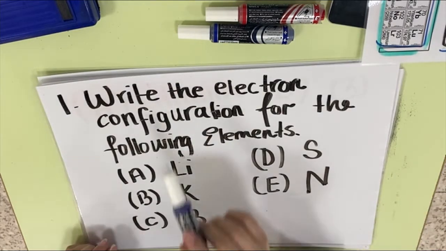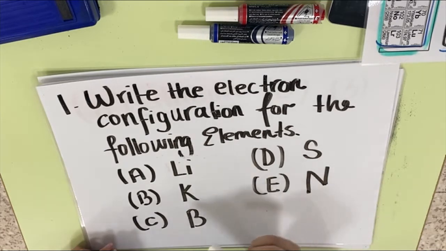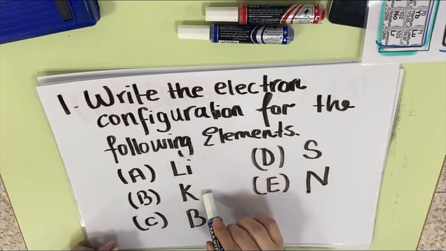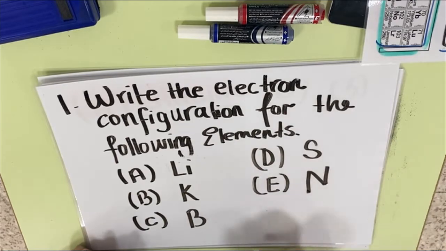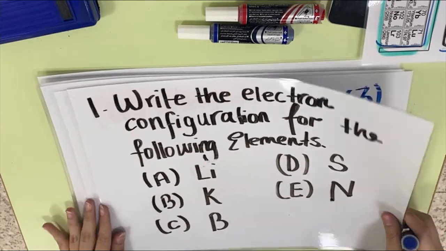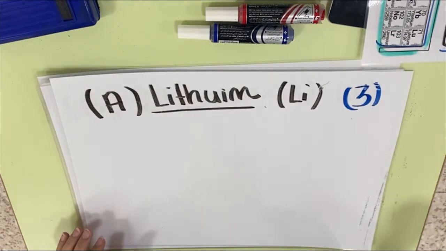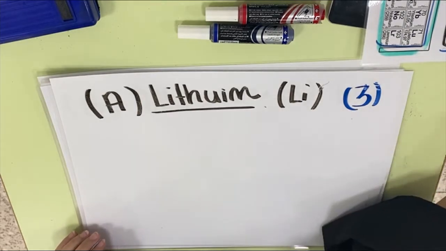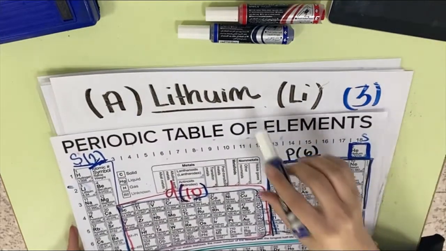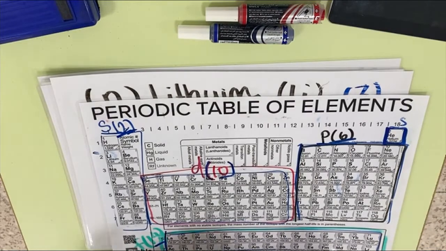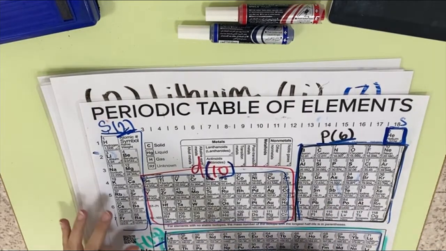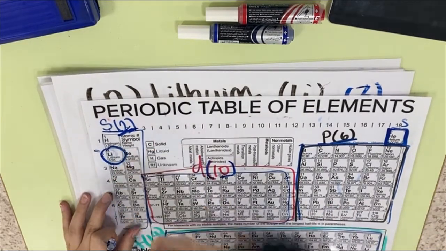Let's see. Write the electron configuration for the following elements: lithium, potassium, boron, sulfur, and nitrogen. Let's start with lithium. Of course, the first thing we should do is refer to our periodic table. Lithium. First, locate lithium. Where is it? Lithium is here in the S block.